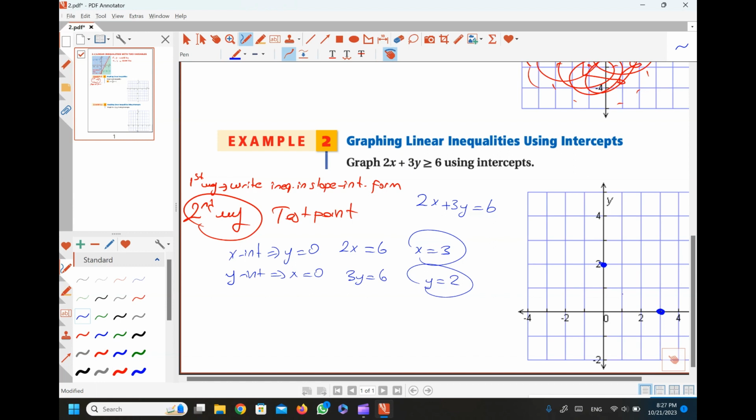So the next step will be finding the boundary line. By connecting these 2 points, you'll find your boundary line. So what is the symbol here? The given symbol here is greater than or equal to. So we are supposed to use a solid line here. There is an equality. So connect them by using a solid line.